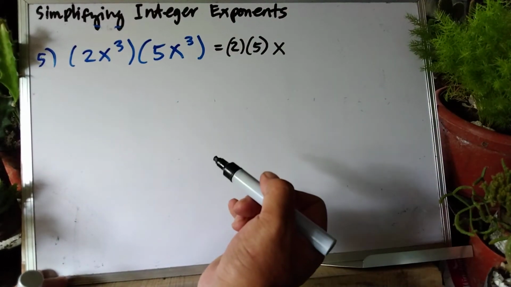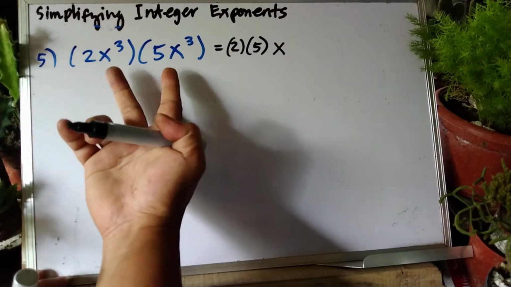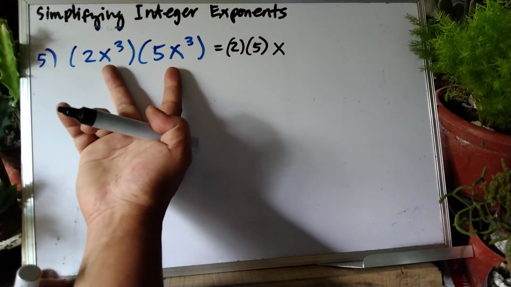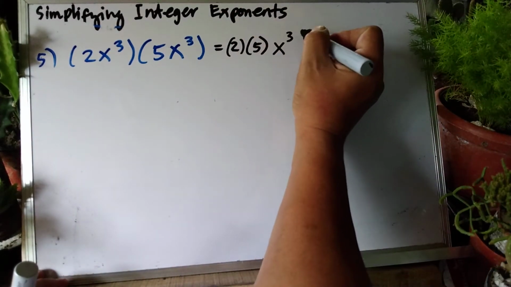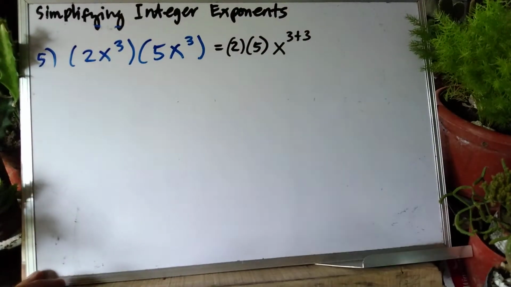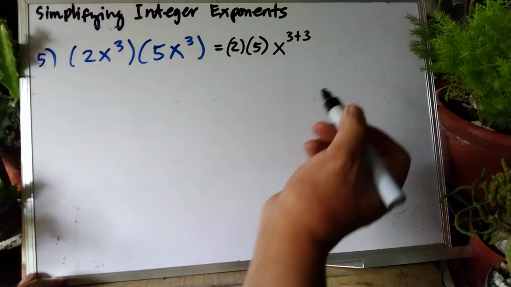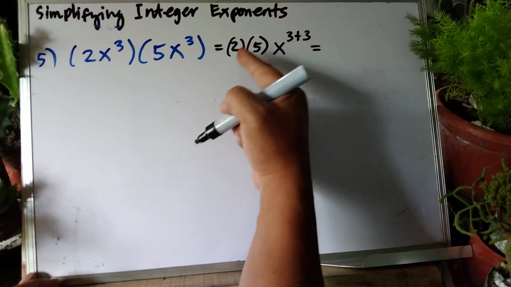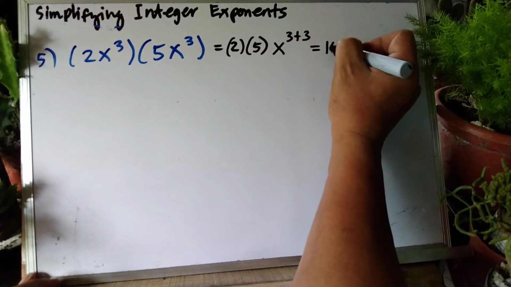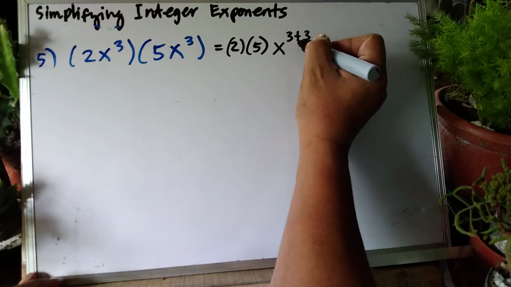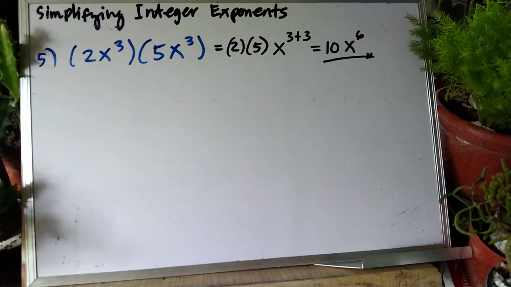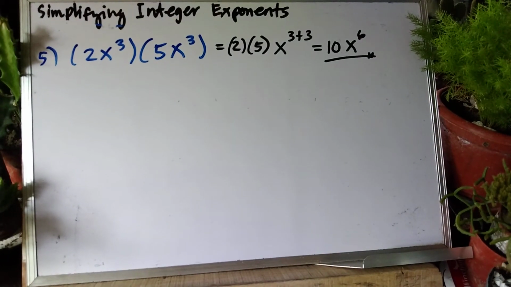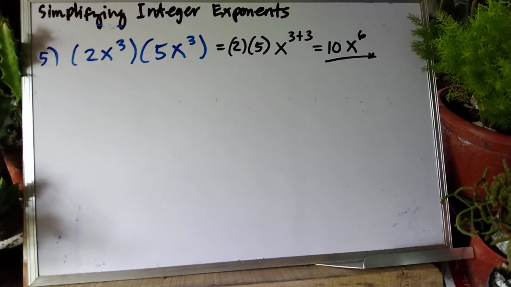Then, according to the law of exponent, if they have the same bases, what are you going to do? We add their exponent. So, 3 plus 3. Okay? So, continue. You have 2 times 5, you have 10. Then x, what is 3 plus 3? 6. So, you have 10x to the power of 6. Okay?